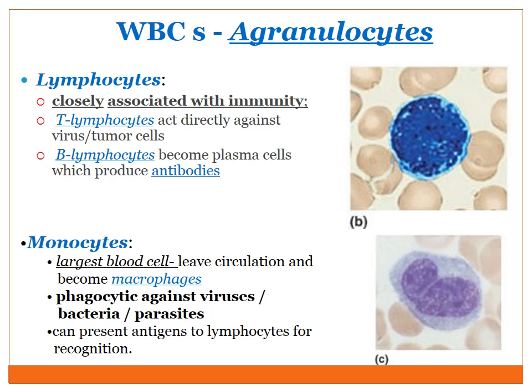Monocytes are the largest blood cell that we have, and they're able to leave the circulation and go into the tissues to become macrophages. Macro means big, phage means to eat, so they're big eaters. They're big phagocytes. So they're phagocytic against viruses, bacteria, and parasites, and they can also present these foreign antigens to lymphocytes so that they can recognize them and either create a memory or destroy them as well.